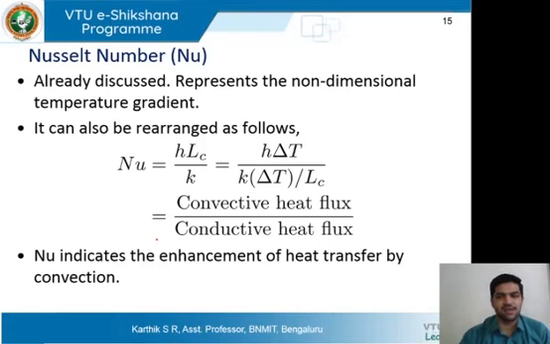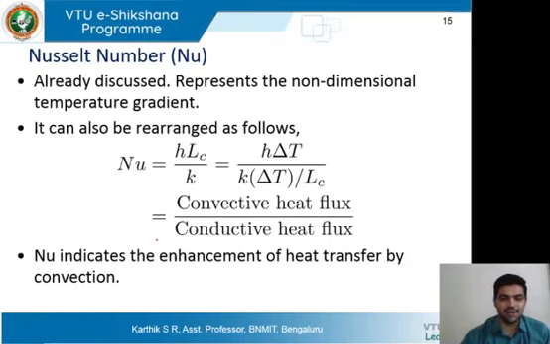Now coming to Nusselt number, the third non-dimensional number, which was already discussed. It represents the non-dimensional temperature gradient. It can be rearranged in the following format. I have just sent the characteristic length to the denominator and also divided both numerator and denominator by the temperature difference delta T. So you know that the numerator is proportional to the convective heat flux and the denominator to the conductive heat flux.